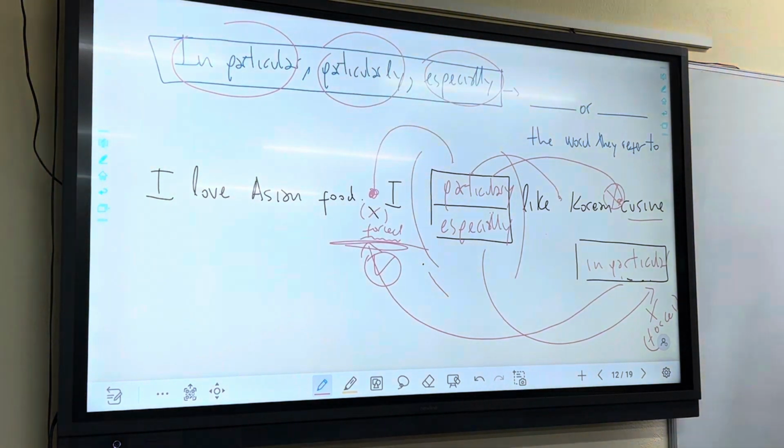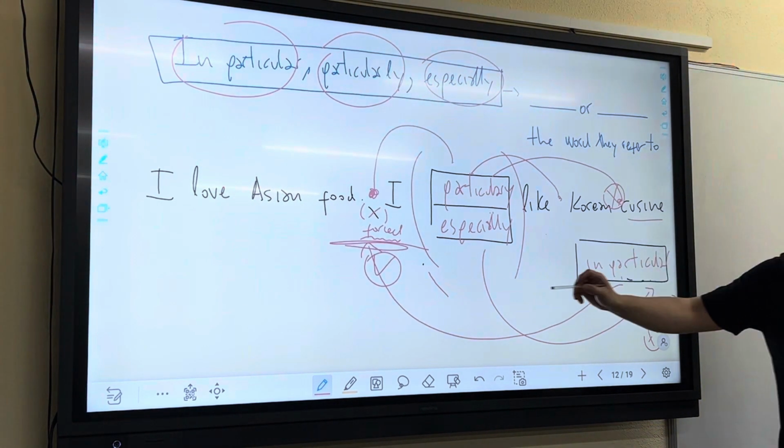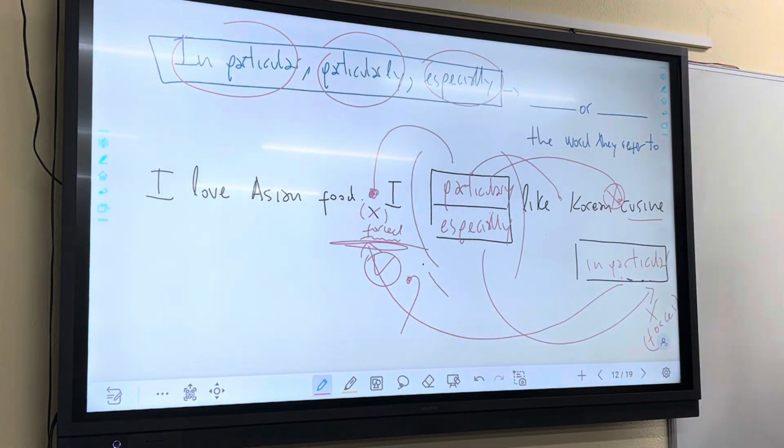In particular, at the end, you don't need a comma. But if you put it at the beginning, you need a comma. Yes, you need a comma. You need it at the end as well. I would say it sounds better, but not necessarily. At the beginning: In particular, comma, I like Korean food. Yes. If you put it at the beginning, comma. Thank you. Can we go on?